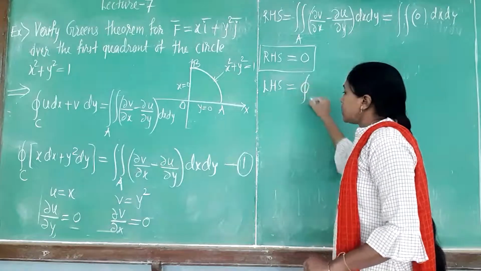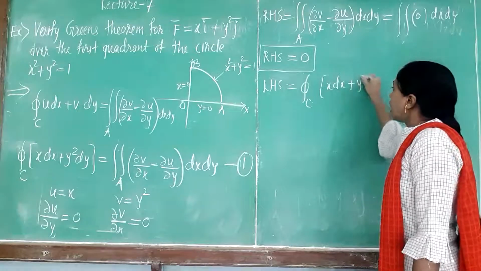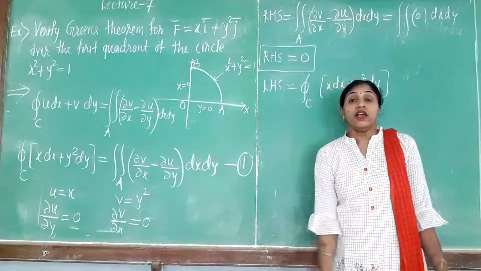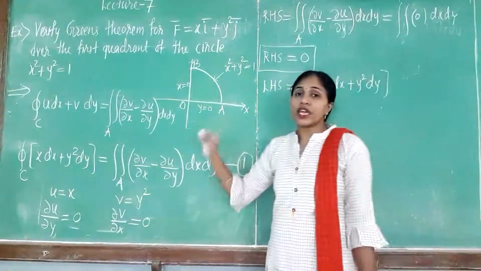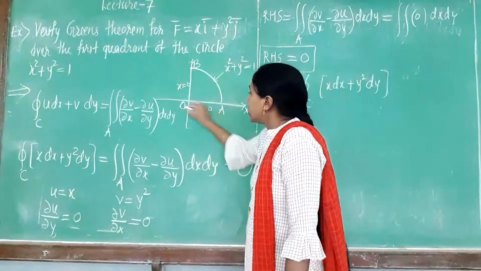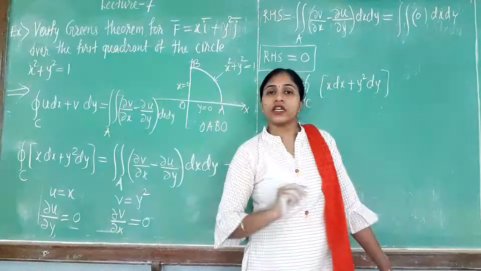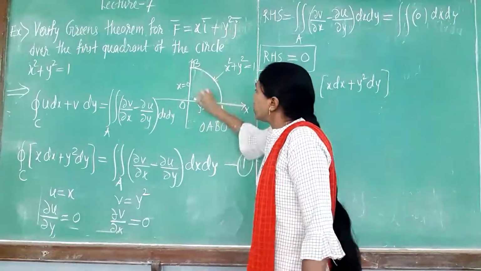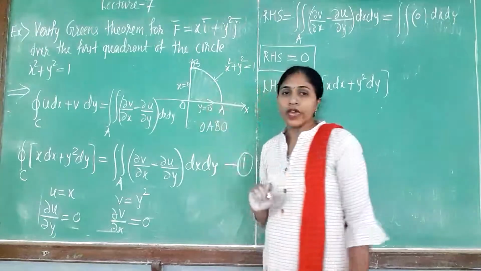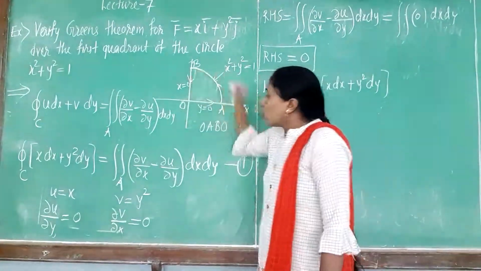Now our left hand side is the integral over C of x dx plus y square dy. This is a line integral. If it is a line integral, we have to consider each and every line. Now what is our region? This O, A, B, O is our region of integration. It means the first curve is OA, the second curve is AB and the third curve is OB.